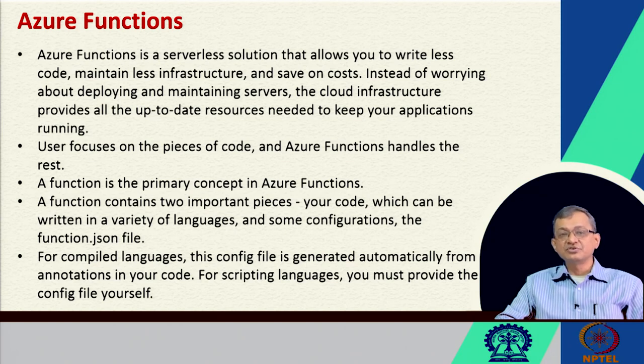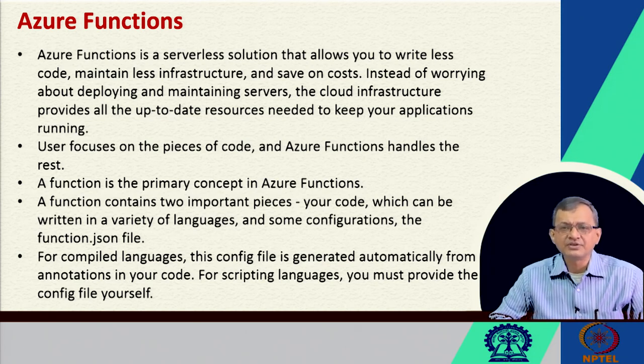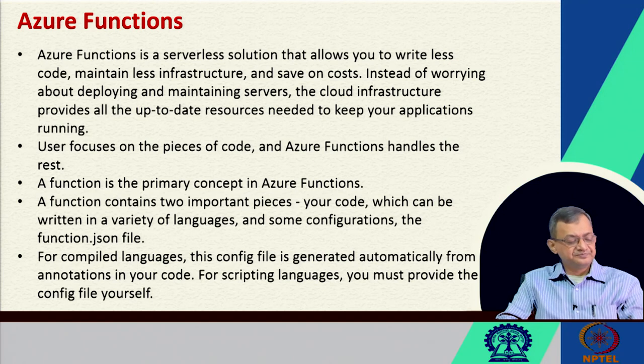So, the user focuses on the piece of code and Azure, like other serverless platforms, handles the rest of the things. A function is the primary concept in Azure Functions. A function contains two important pieces: your code, which can be written in a variety of languages, and some configuration stored in function.json. For compiled languages, this config file is generated automatically from the annotations in your code. For scripting languages, you must provide the configuration yourself. So, that depends on whether it is a compiled language or a script that you are running.